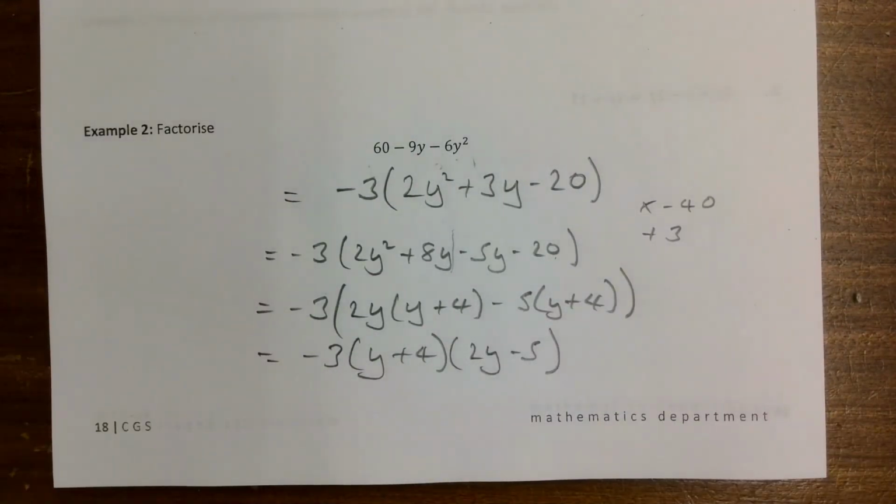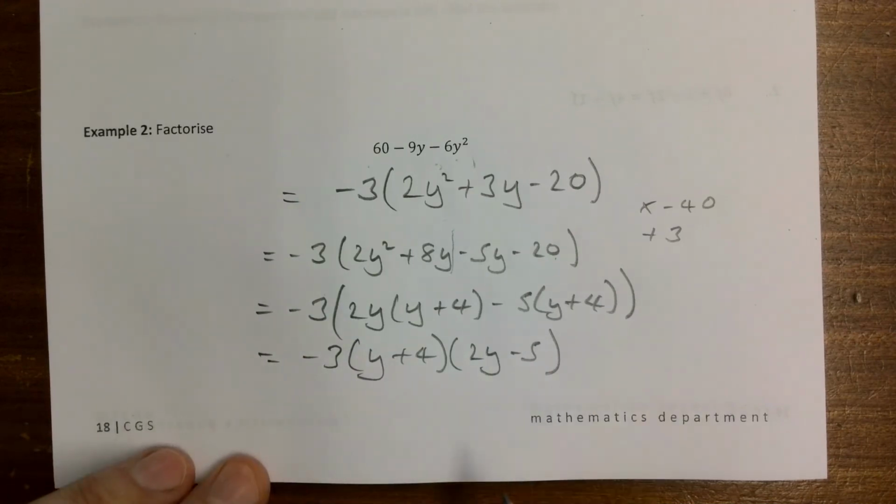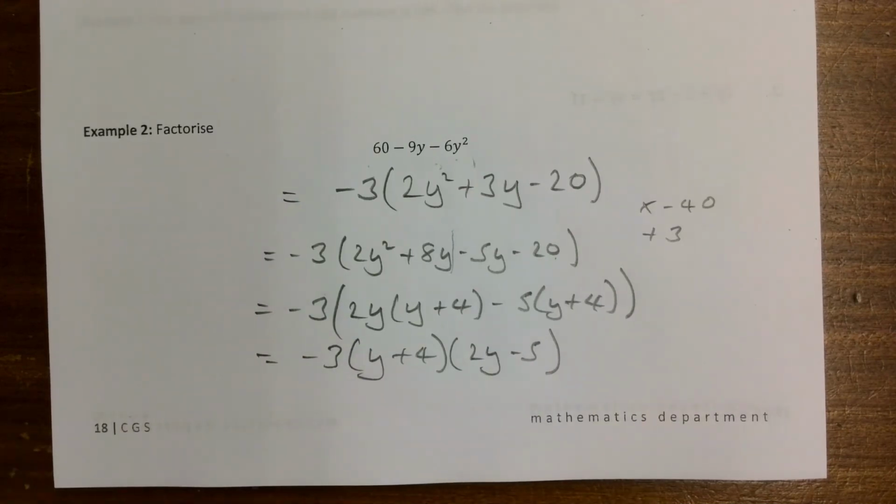And that would be factorised fully. There are other options where you can keep the 3 in one of those two brackets, but I think that's probably one of the tidiest ways of doing it. Hopefully that makes sense.